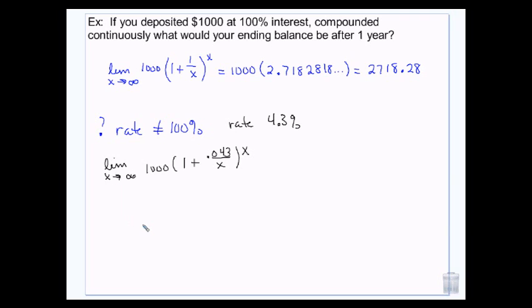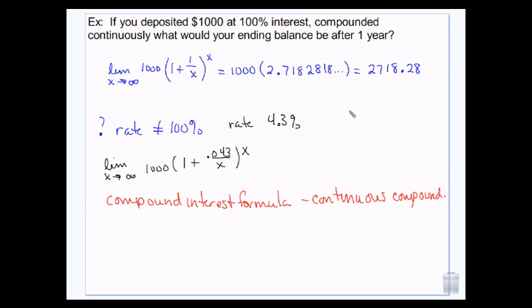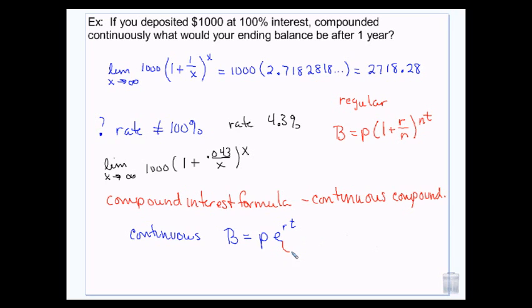Okay. So luckily, mathematicians have derived the compound interest formula for continuous compounding. We have a compound interest formula for regular compounding: B is equal to P times 1 plus r over n to the nt. For continuous compounding, we have B is equal to Pe to the rt, where e is 2.718.